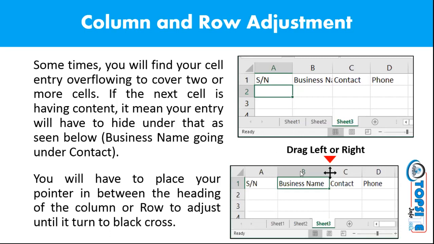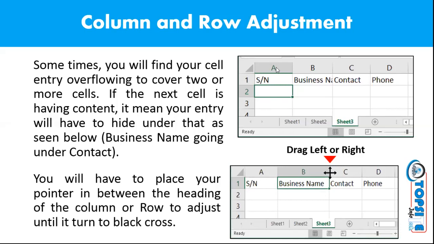Bring your pointer in between B and C, the heading, not within the worksheet. You need to come to the heading part. In the heading part, you can drag to the left or drag to the right, depending on what you want. But in the case of this business name, I need the column to be increased, so I'll drag to the right. You just click it and drag it to the right to increase the column space. Hope I'm communicating.